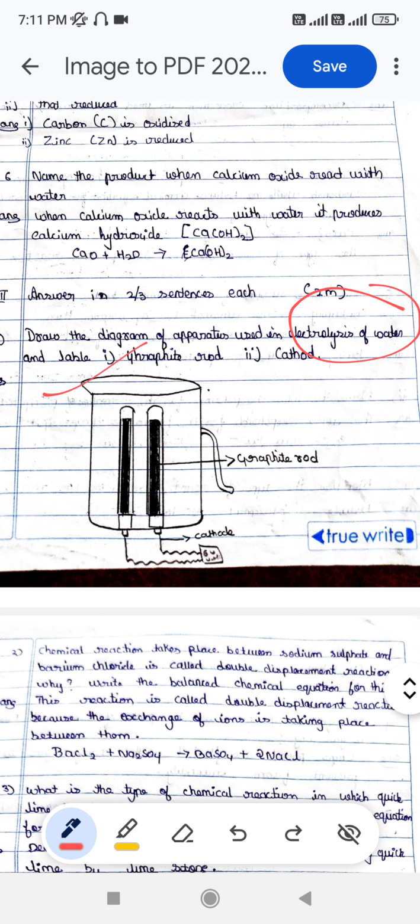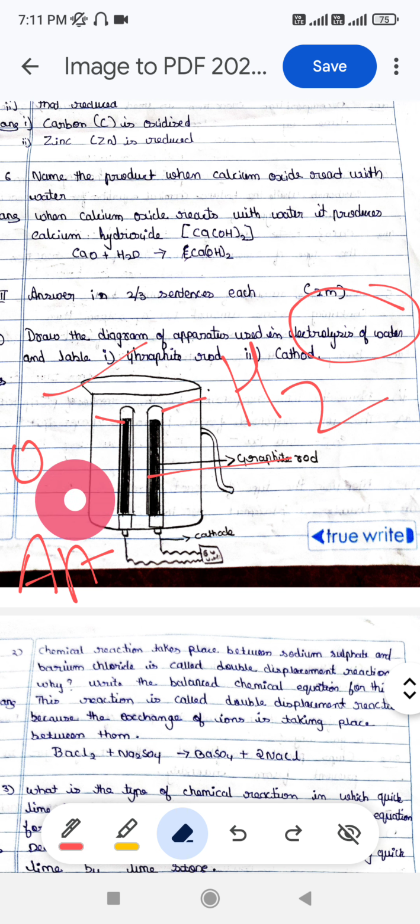So this is a graphite rod, and at the cathode, which gas will be released? This is the hydrogen gas, correct? This part is called the anode, right? And which gas is released here? Oxygen will be released here, right? So remember, the diagram is also very important.